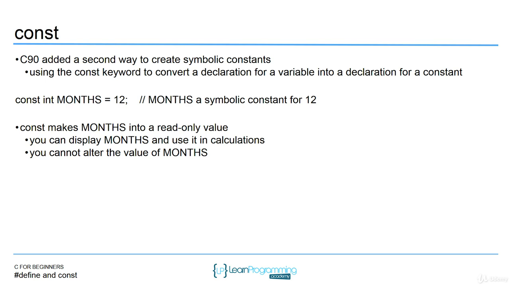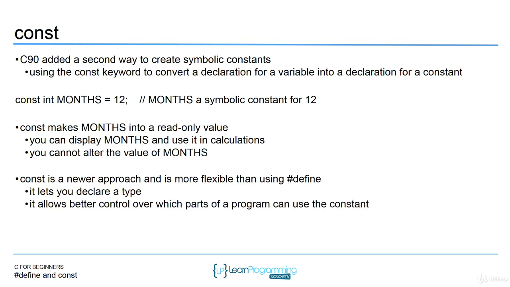Right? And so constants are important if you do not want data to change, and also they can replace magic numbers. Const is a newer approach and is more flexible than using define. It lets you declare a type. It also has better control over which parts of a program can use the constant. So you should be using constant whenever you can, but you'll see a lot of programs using define because it was the first mechanism.